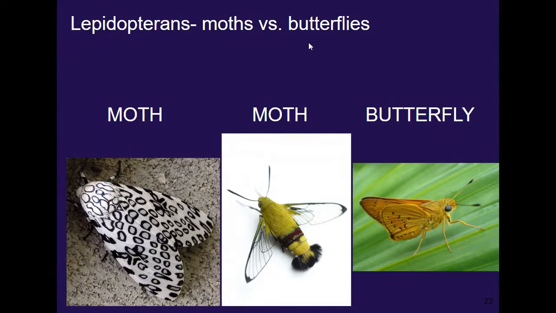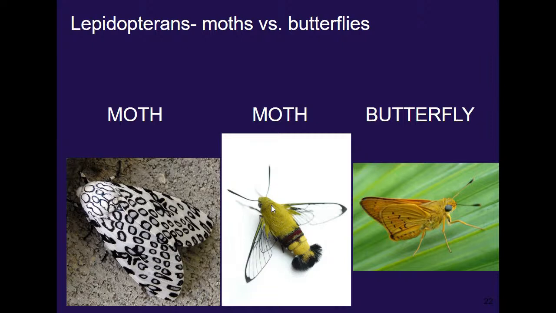Okay, telling a moth from a butterfly is usually pretty straightforward, but not always. So this one's a moth. The wings are folded flat. And this one is a hummingbird moth, and its flight does resemble a hummingbird. If you don't look really carefully, you might think you're looking at a hummingbird, but it's actually a moth.